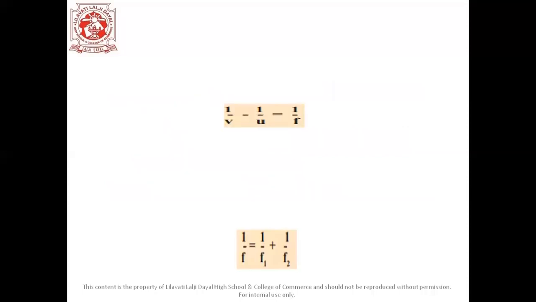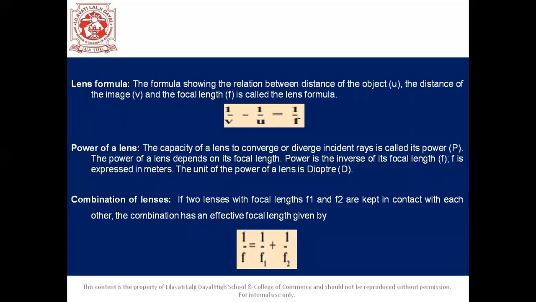Let's move on to the next topic, that is the lens formula. Here, students, you can see there are three lenses, so we will study three concepts under the lens formula. First, the lens formula is the formula showing the relation between the distance of the object, that is U, the distance of the image V, and the focal length F. So 1 upon V minus 1 upon U gives you 1 upon F.